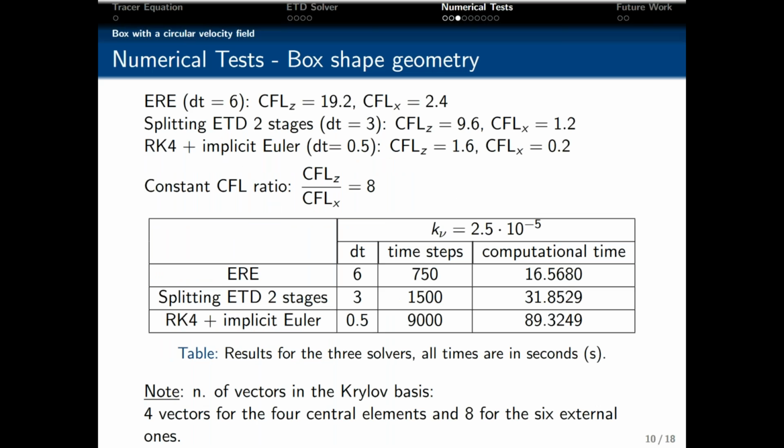And in the table, you can see the speedups that we had. So, for example, if you compare splitting ETD two stages with RK4 plus implicit Euler, we can see that with ETD, we can get a bigger delta T, and we have a speedup of 2.87.